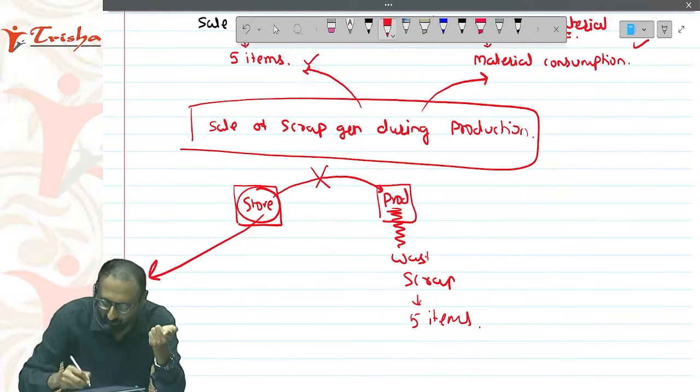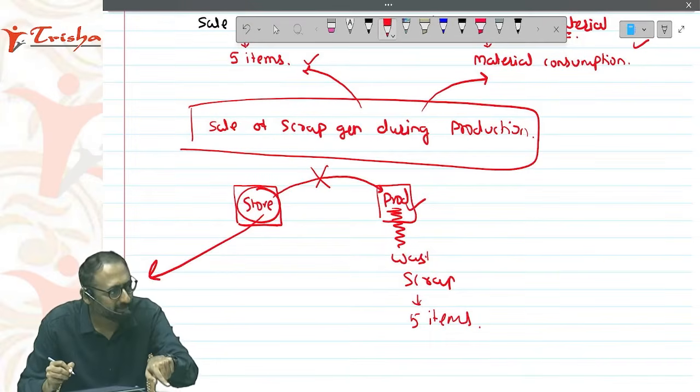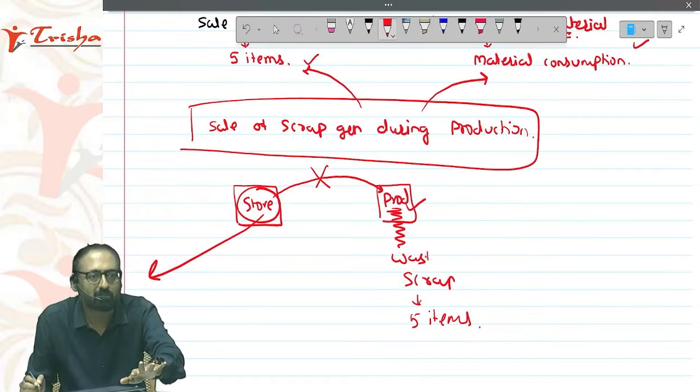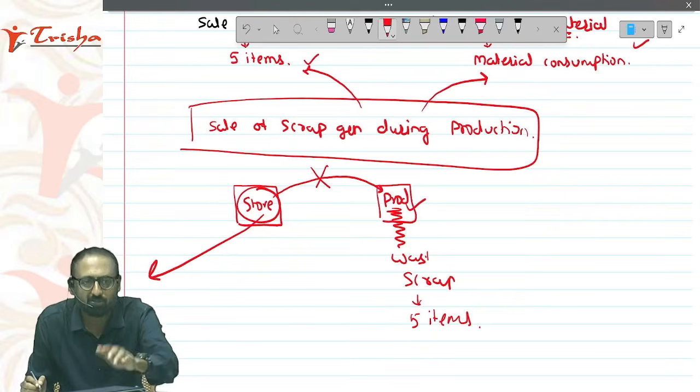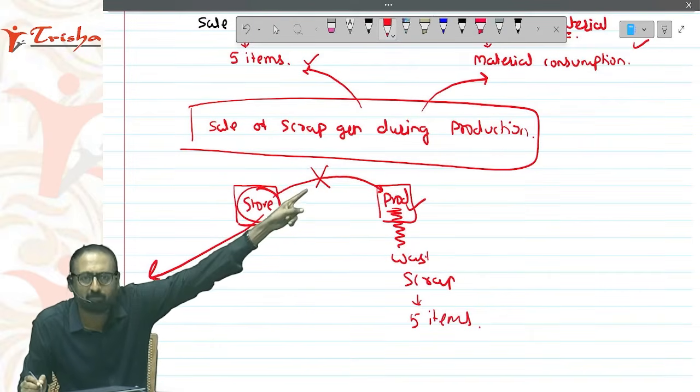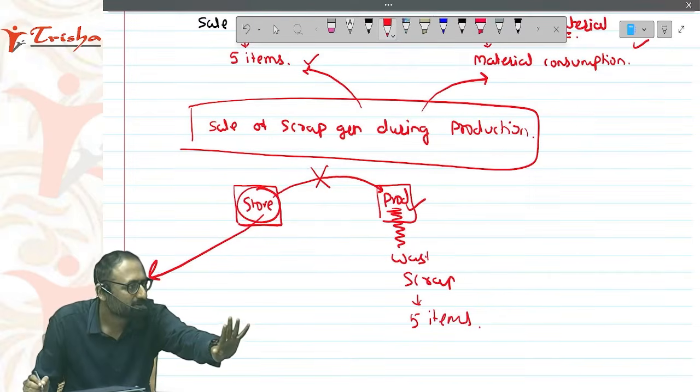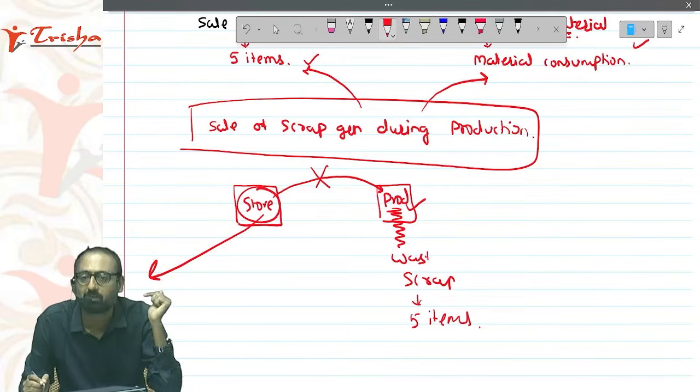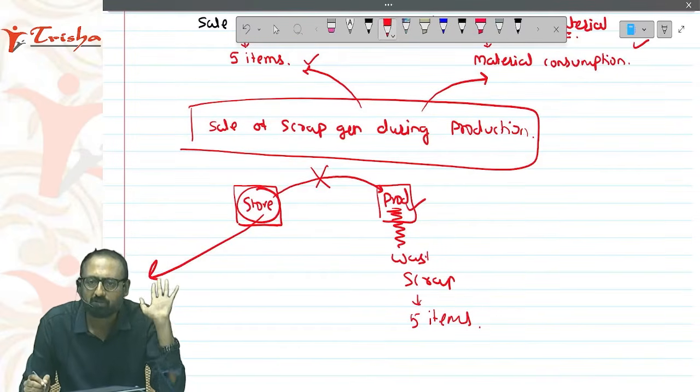Once you issue the material to the production, to that material some labor cost is also incurred, some overhead cost is also incurred. So it is illogical to adjust in material consumption. Yes or no? Because additional cost is also incurred during the production. So the thumb rule is over.